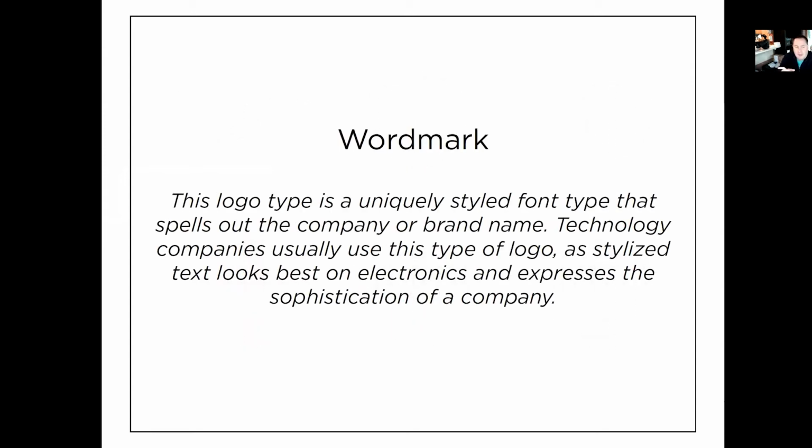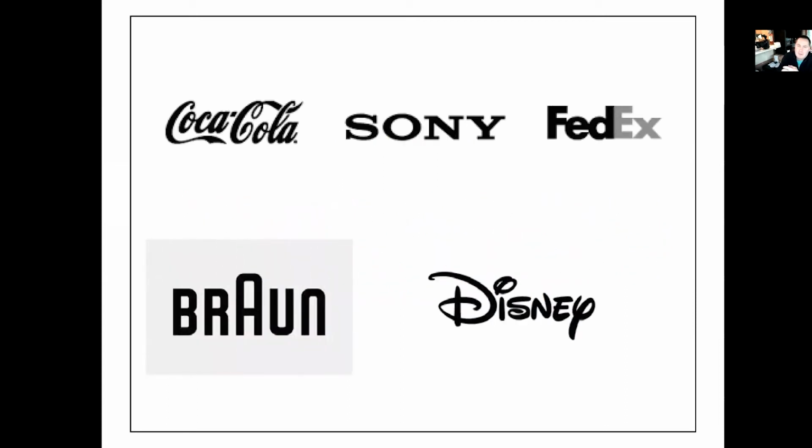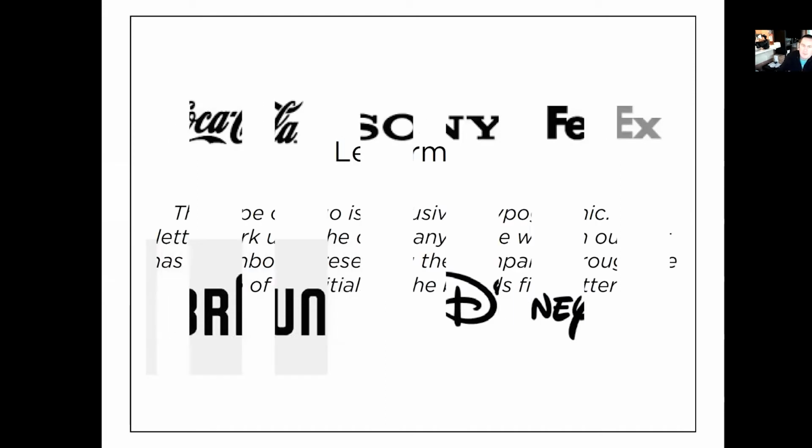They have a word mark. This logo type is a uniquely styled font type that spells out the company or brand name. Technology companies usually use this type of logo as stylized text, which looks best on electronics and expresses the sophistication of a company. So you're going to see Coca-Cola, Sony, FedEx, Braun, Disney, all use what are called word marks, where there's no symbol per se, there's no picture, it's just wording, the letters done in a certain way. That is called a word mark.